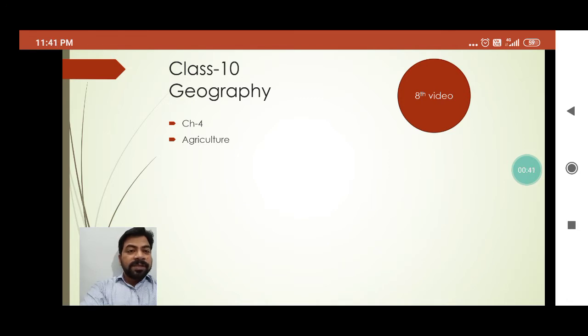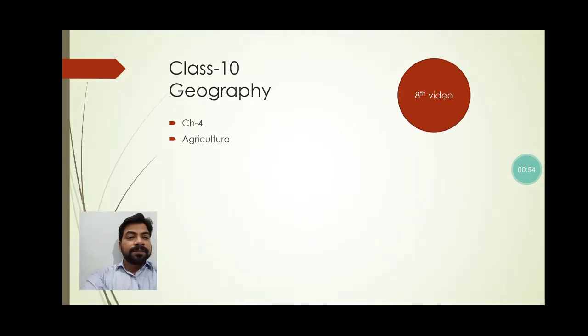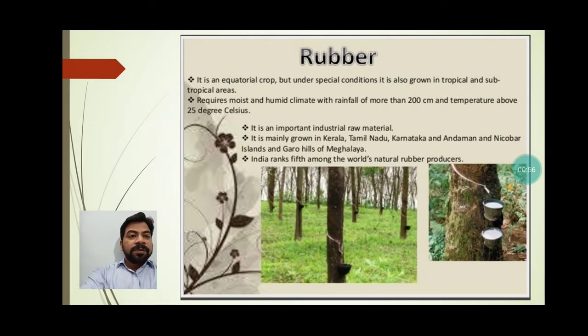So first we will discuss rubber, and after that we will see the other fiber crops like jute, cotton, etc. So let's see one by one. When we talk about rubber, rubber is a plantation crop. You have read in previous videos, it is an equatorial crop, but under special conditions it is also grown in tropical and subtropical areas.